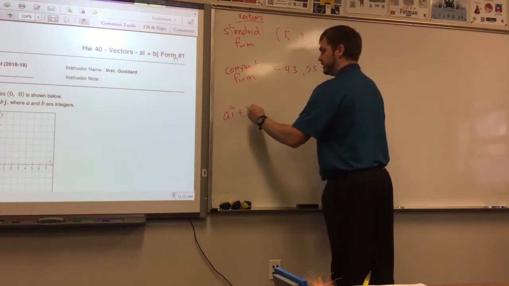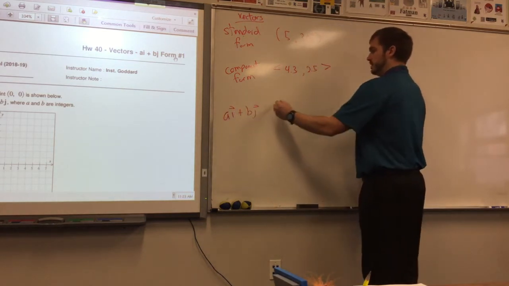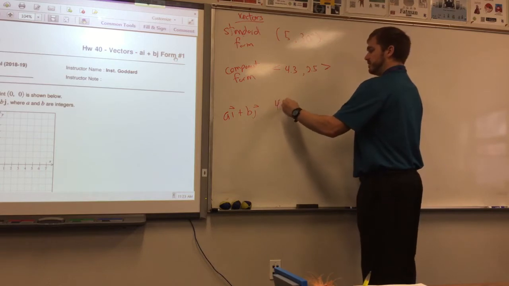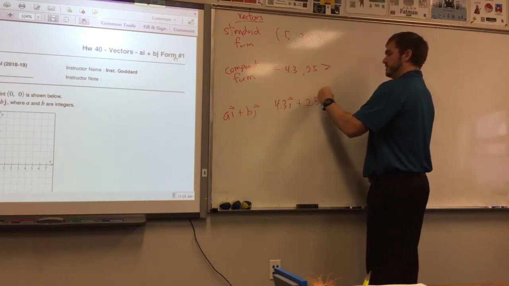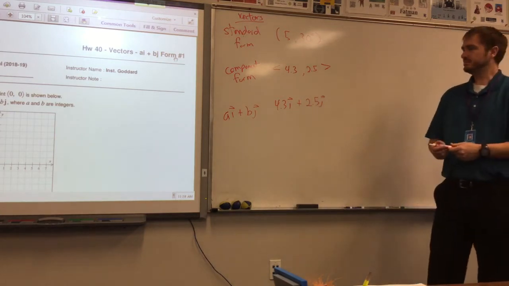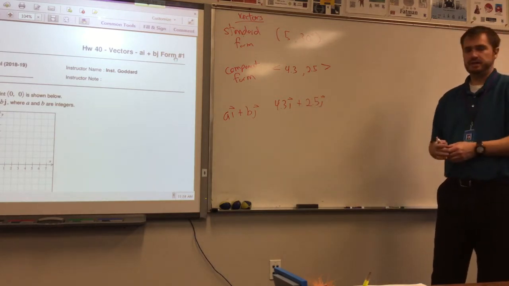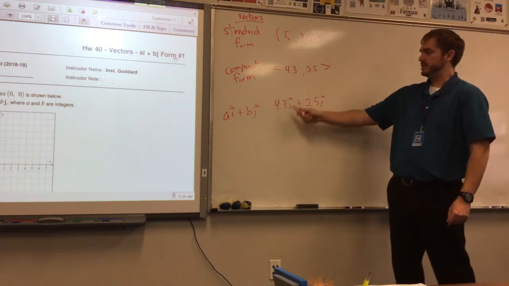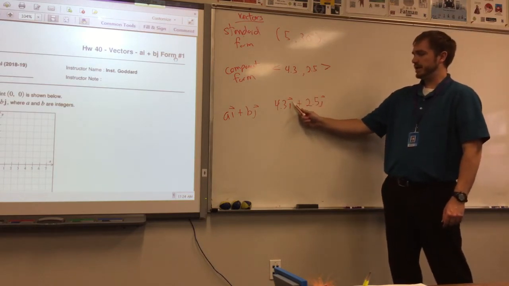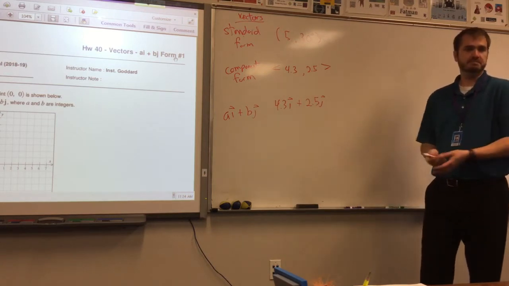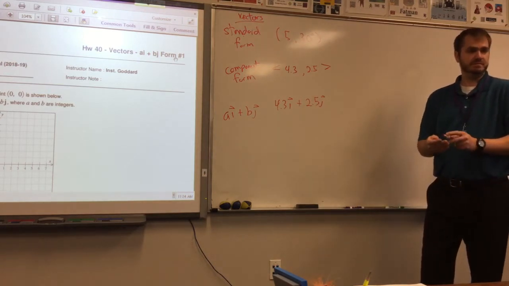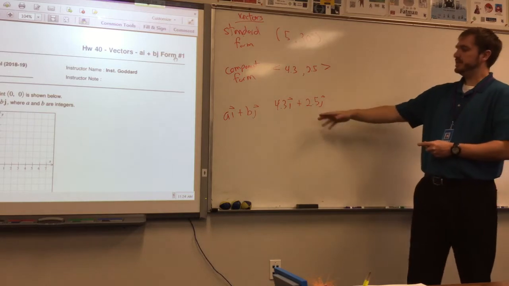ai plus bj form. 4.3i plus 2.5j. It's literally that easy. You take the x and you stick it in front of this i thing, and you take the y and you stick it in front of this j thing. That's it. That's the answer. That's the lesson.